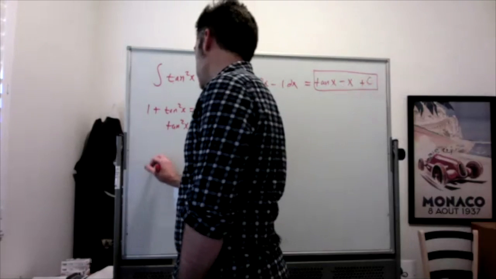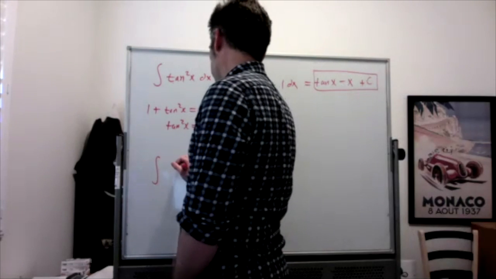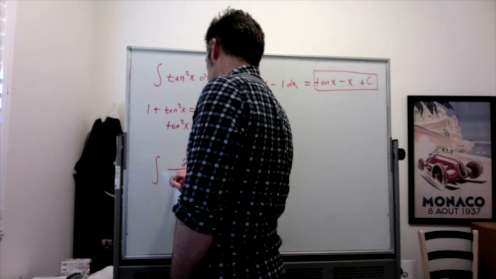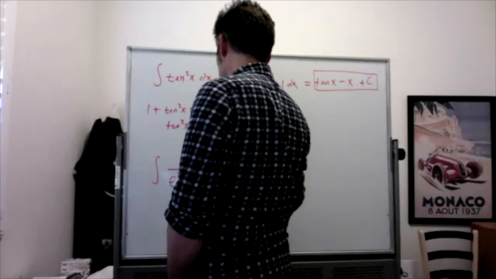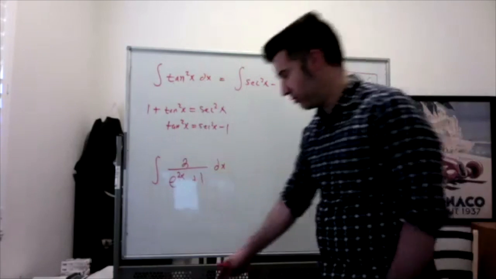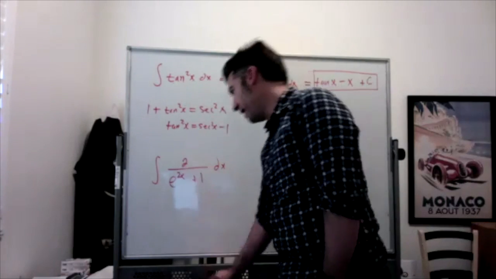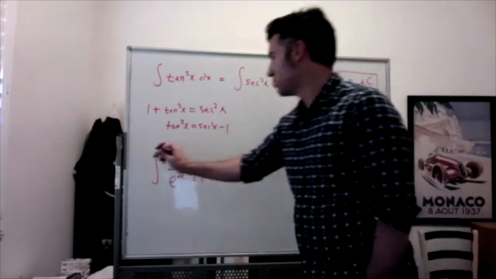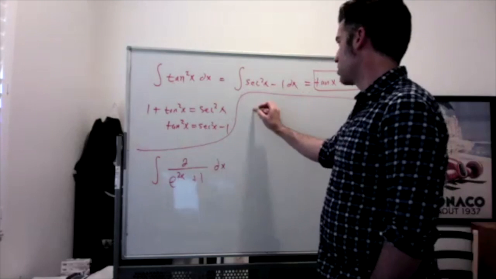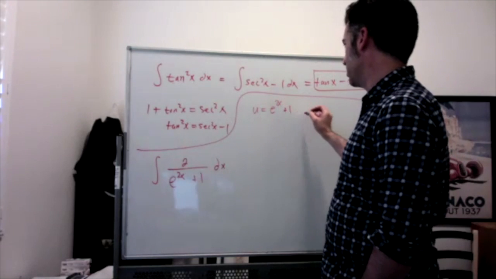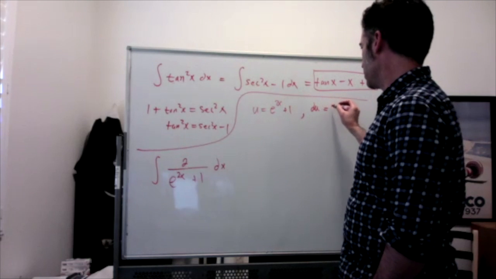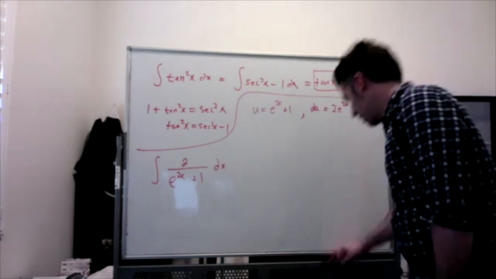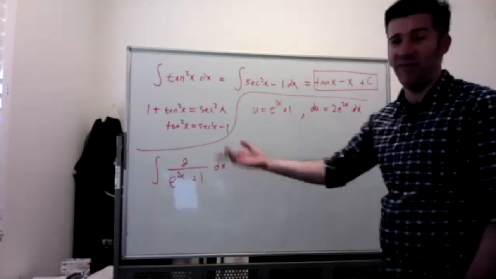The other one I want to mention is something like 2 over e to the 2x plus 1. This problem is a U-substitution problem, but it's in disguise. So as is, if you let u equal the bottom, you're not going to get anywhere. If you let u equal e to the 2x plus 1, your derivative is 2e to the 2x plus nothing. And so your du is 2e to the 2x dx, but I don't have that anywhere.